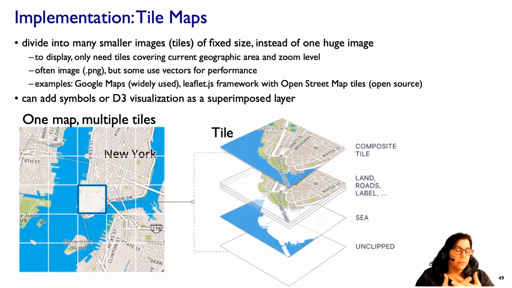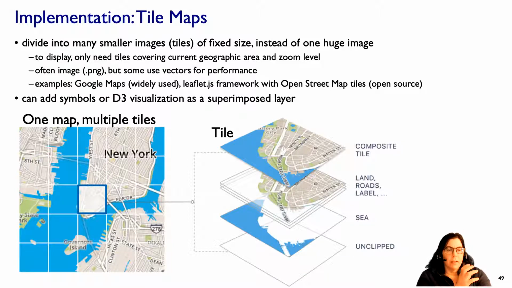Typically, these are image files, like a PNG file. These days, sometimes vectors are being used for performance. And you've definitely seen this in action. I'm sure you use Google Maps. That's an example of an architecture that is using these kinds of tile maps. Now, for an open source version that some of you might want to use for your final projects, leaflet.js is a pretty easy to use framework. And it works with OpenStreetMap tiles. So that means that that's an open source data set, open source software. So that might be something that people choose to use.